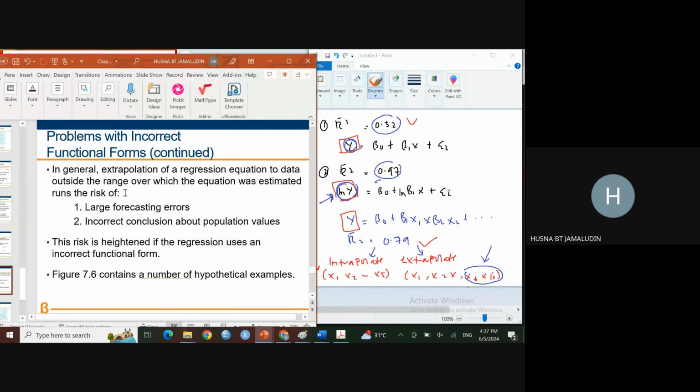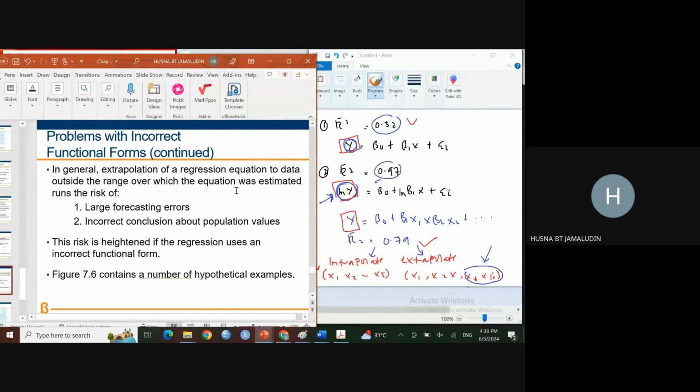So let me see, what is it? In general, extrapolation of a regression is actually estimation of your regression using values outside the range. Extrapolation of a regression equation to data outside the range, as I mentioned to you, over which the equation was estimated. Well, this is just the textbook words.